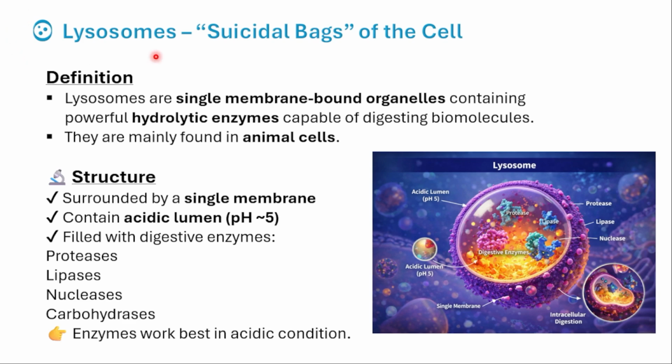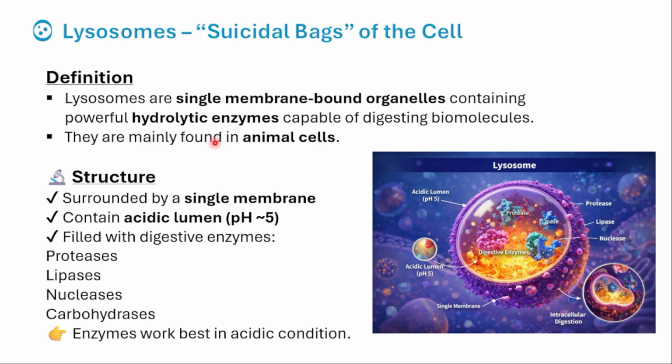Lysosomes next, one of the endomembrane system organelles, that is lysosome, which is said to be a suicide bag of a cell because it has digestive enzymes. Lysosomes are single membrane bound organelles. Please keep in mind it is a single membrane bound organelle containing powerful hydrolytic enzymes capable of digesting biomolecules. They are mainly found in animal cells. Lysosomes are very dominantly found in what?